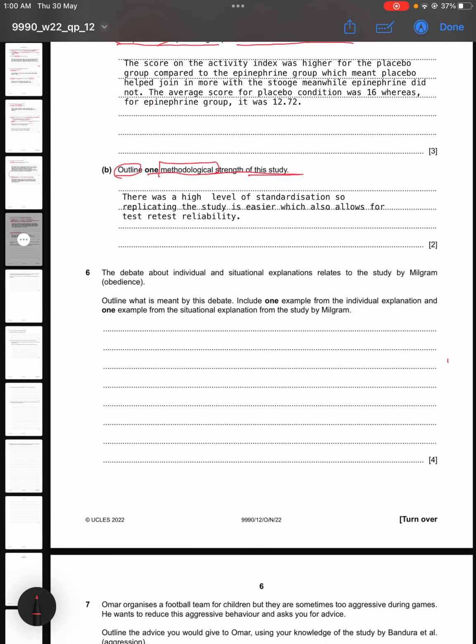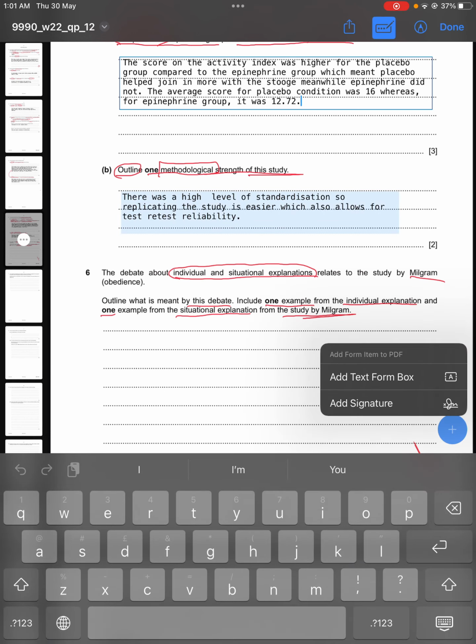And then question number 6 says the debate about individual and situational explanations relate to the study by Milgram. Outline what is meant by this debate by the individual versus situational debate, and include one example from the individual explanation and one example from the situational explanation from the study by Milgram. So you also need to mention the examples.